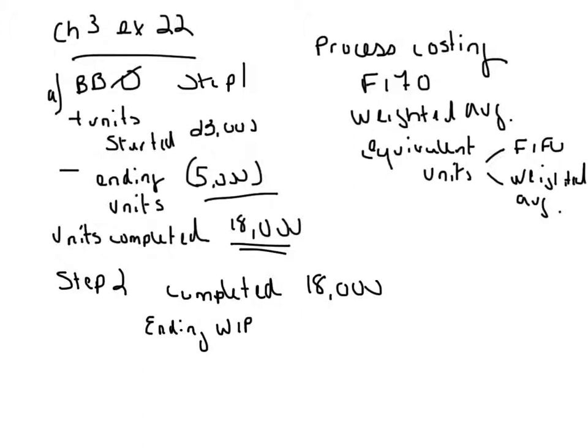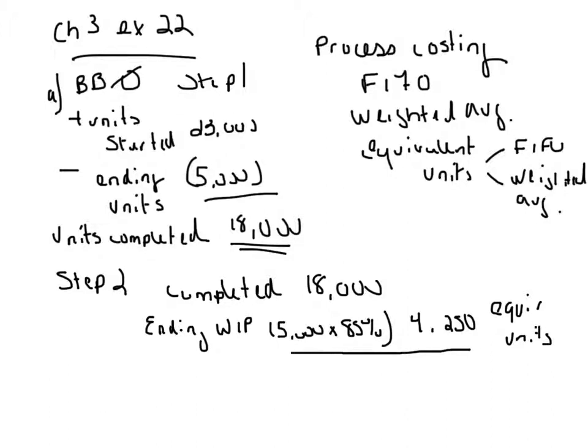And we're saying 85% of it is complete. So we have the 5,000 times 85%, so it's 4,250. We're saying our equivalent units complete. So we'd add that. Instead of saying all 5,000 shouldn't be included in our completed units, what we're saying is 85% of the 5,000 was complete, so we're going to add that to our completed units.